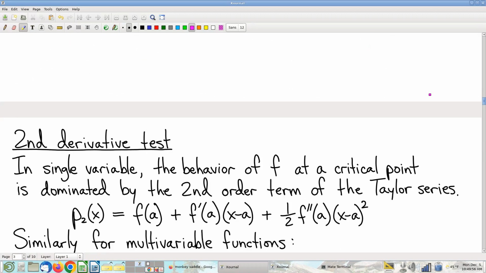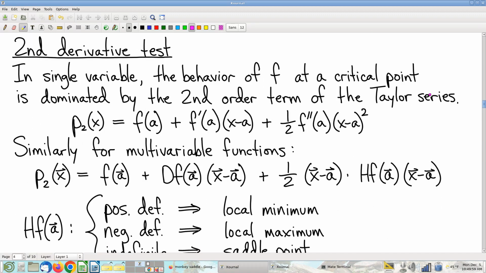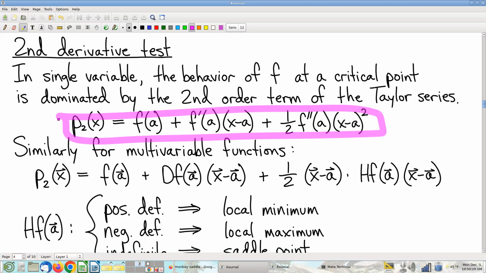Okay, what do we do with critical points once we've found them? So we've got something called a second derivative test. And y'all remember the single variable second derivative test. I'm going to give you my point of view on how to think about it. You can think about it in terms of concavity, and that's nice. That's all fine. But it's a better segue into the multivariable version if we think about the second derivative test a little bit differently, and that is in terms of Taylor series, or Taylor polynomials.